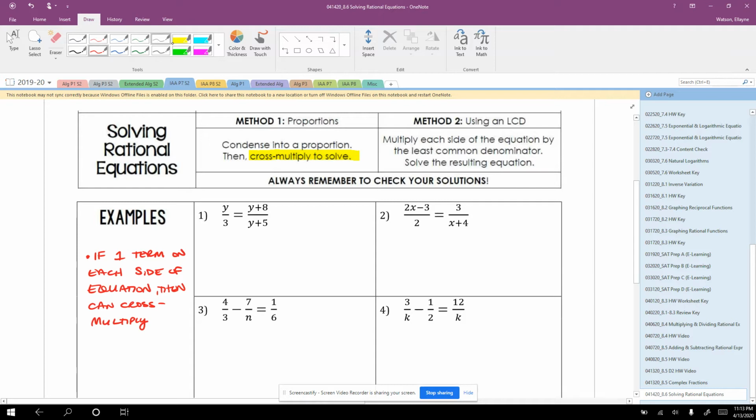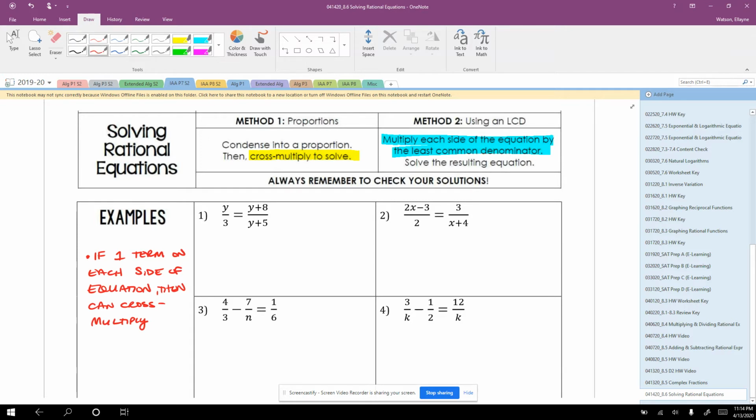Now, if there's more than one term, okay, on each side of the equation, so problems like 3, 4, 5, and 6 on this sheet, then we're going to have to find an LCD. So in this case, we're going to multiply each side of the equation by the LCD. Okay, so this one's going to involve a little bit more work, but we'll be able to solve. All right, so first let's start with just the ones where they are proportions.